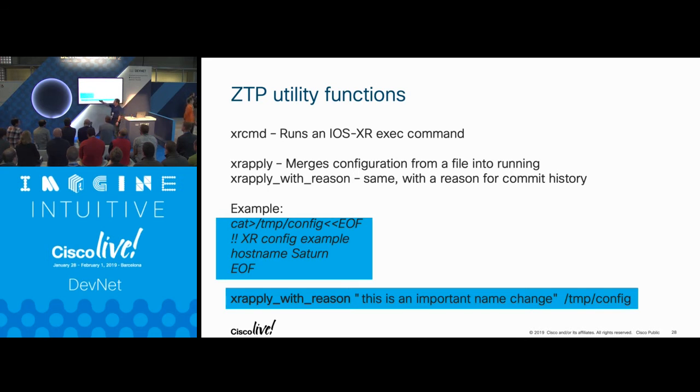As an example, here's a simple file. The file is really just hostname Saturn, end of file. If I XR apply with reason, the reason is this is an important change. This is the file you're going to take, hostname Saturn, and you're going to merge it with your running config.